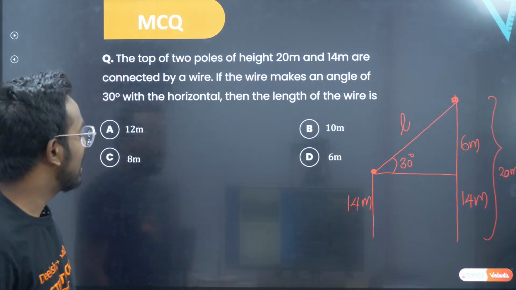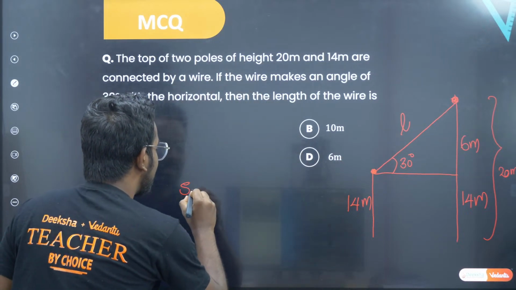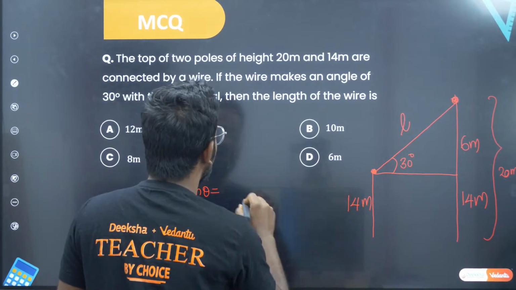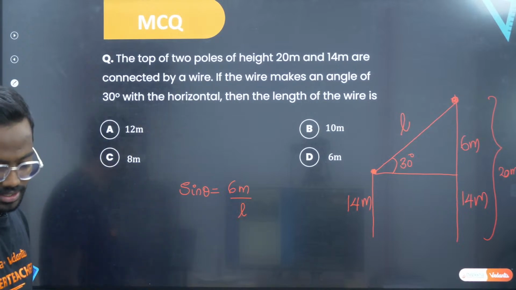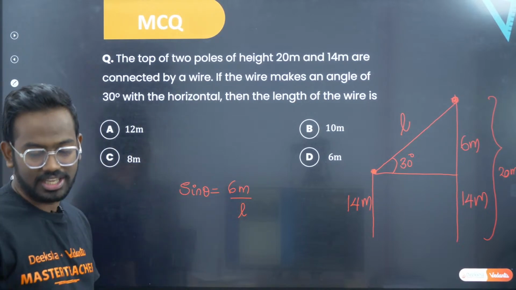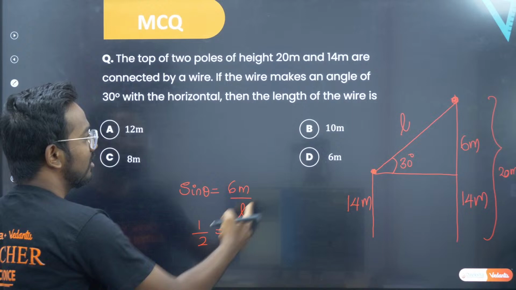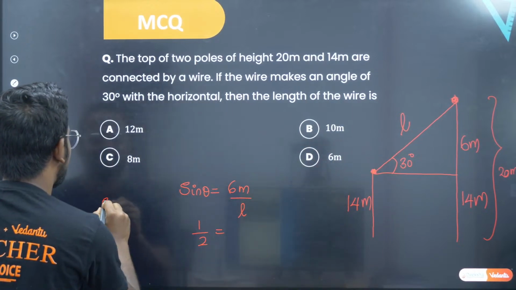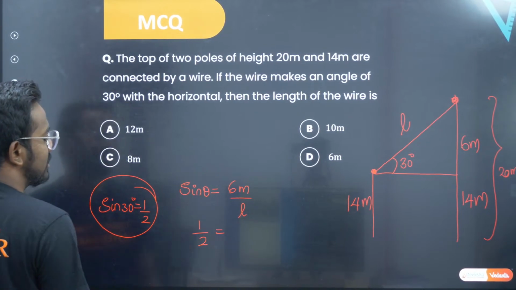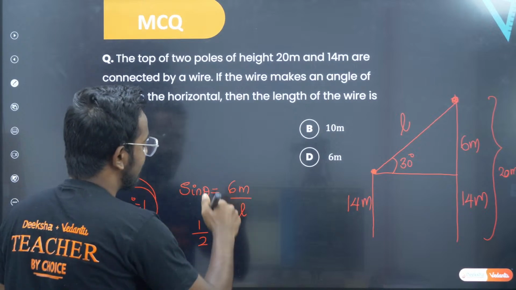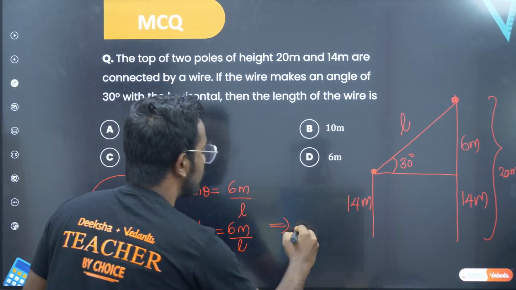Very good. Deeps has mentioned that sin theta can be used, because opposite side by hypotenuse is nothing but sin theta. So sin theta is opposite, that is 6 meter divided by L, which is what I am supposed to find. Hi Dhanush Shetty, welcome again. Here, sin 30 is half, as you already know. So substituting sin 30 as half, you have 6 meter by L. Clearly the length of the wire is 6 into 2, that is 12 meter.